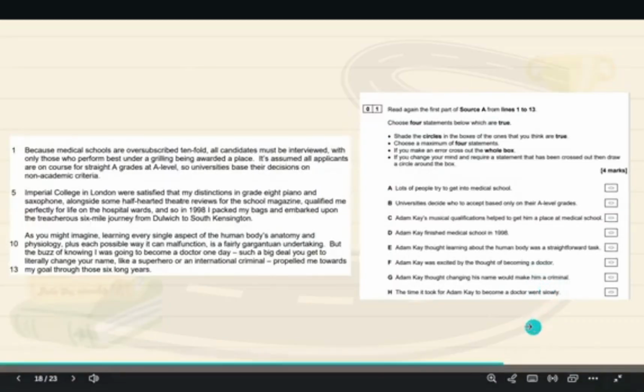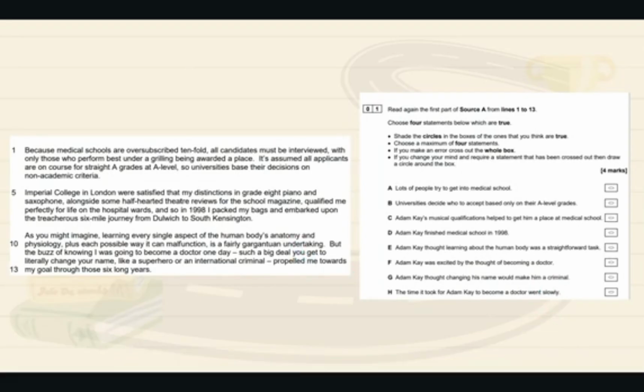So here I've provided an extract and question 1 for one of the papers. I want you to pause the video and have a go at answering it yourself. When you're ready to check your answers, press play so we can go through it together. Right, let's go through it together.